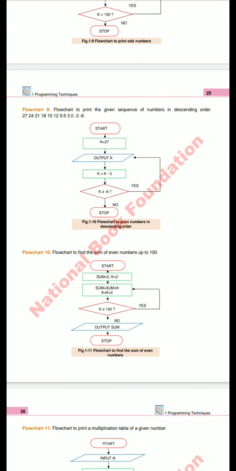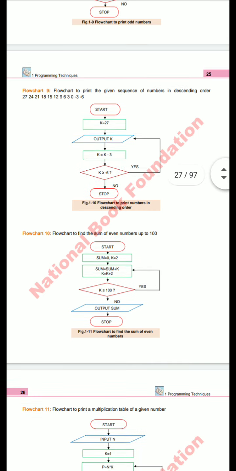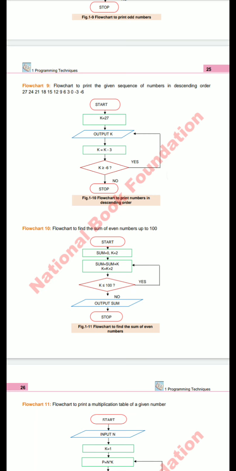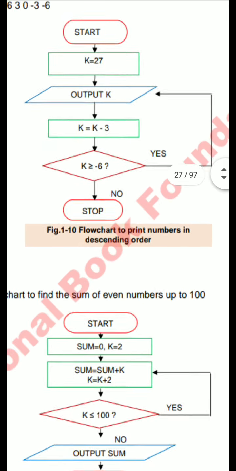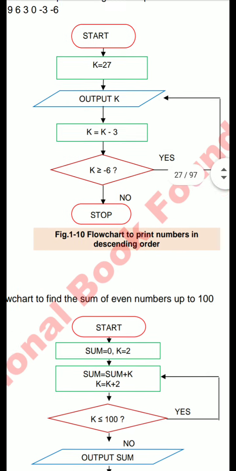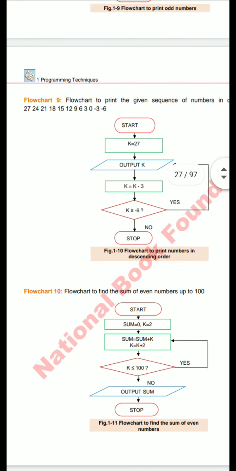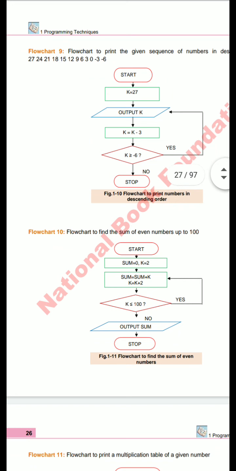Flowchart number 9. Flowchart to print the given sequence of numbers in descending order. Descending order means from greater to less. Here the greatest number is K equal to 27, and we will use K minus 3, and K is greater than or equal to minus 6. It means your output will be 27, after minus 3 will be 24, 21, 18, 15, 12, 9, and there is a condition of K greater than or equal to minus 6, then the program will follow this condition and the last answer will be minus 6.